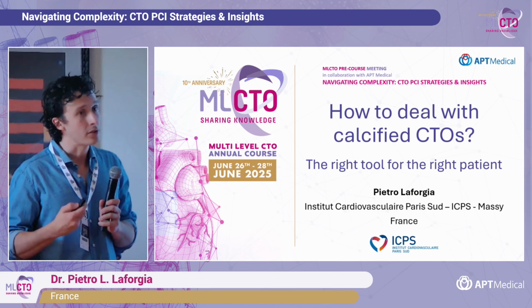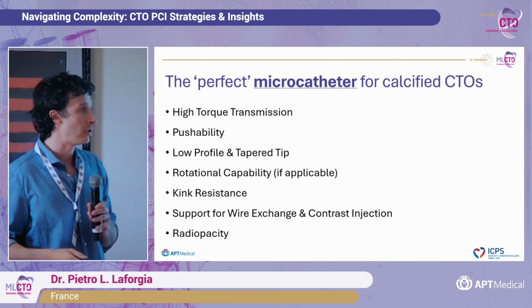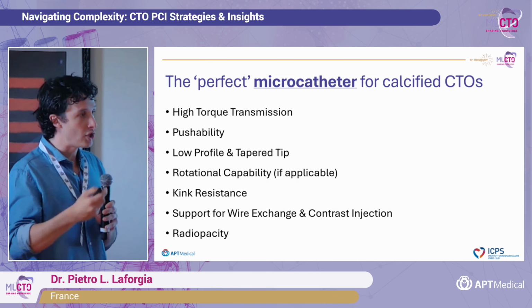When we're talking about uncrossable or difficult to cross lesions, we talk about lesions where we manage to pass the wire, but then we struggle to advance the microcatheter, to change material, to change the wire, to advance the balloon, and so on. The first step is, once we cross the wire, we need to pass the microcatheter. What are the characteristics of the perfect microcatheter? We have to keep in mind that this is a calcified CTO, a calcified patient, a difficult patient. So what do we need to achieve to get a success?